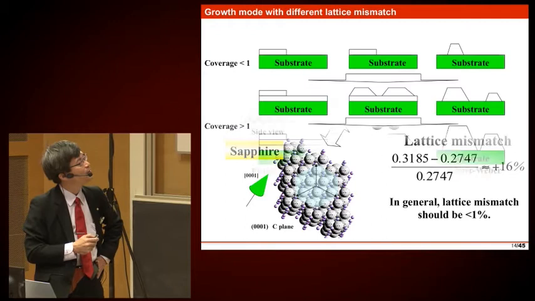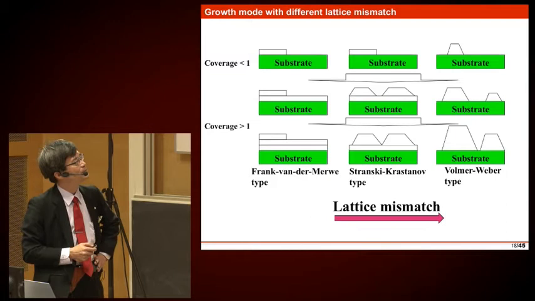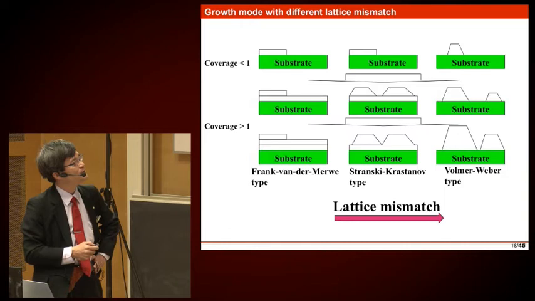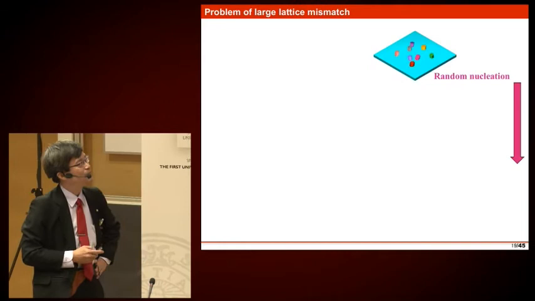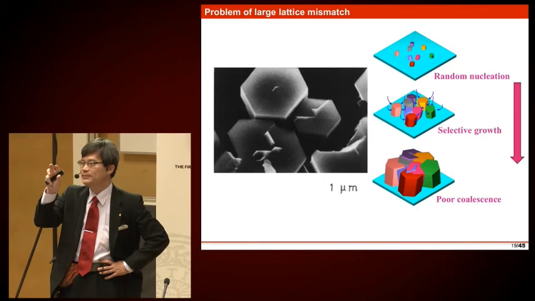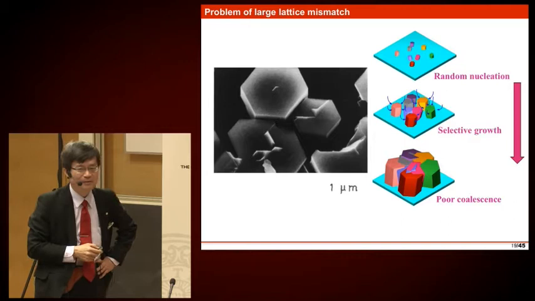This is an example of the growth mode as a function of the lattice mismatch. If it is small, we can grow an atomically flat surface. But if the lattice mismatch is too large, island growth occurs like this, and finally we can only get small pieces of islands of gallium nitride. The size is very small.